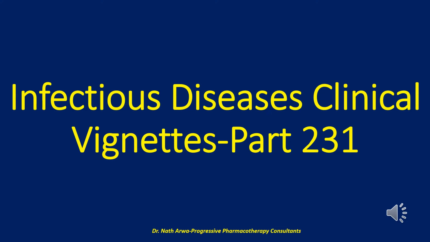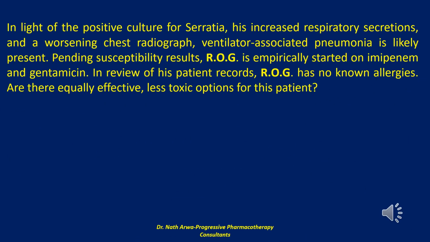I now welcome you all to part 231 of our pharmacotherapy series, which majors in infectious diseases. This question refers to patient R.O.G. in part 230 of our series. In light of the positive culture for Serratia, his increased respiratory secretions, and a worsening chest radiograph, ventilator-associated pneumonia is likely present. Pending susceptibility results, R.O.G. is empirically started on imipenem, cilastatin and gentamicin. In review of his patient records, R.O.G. has no known allergies. Are there equally effective, less toxic options for this patient?